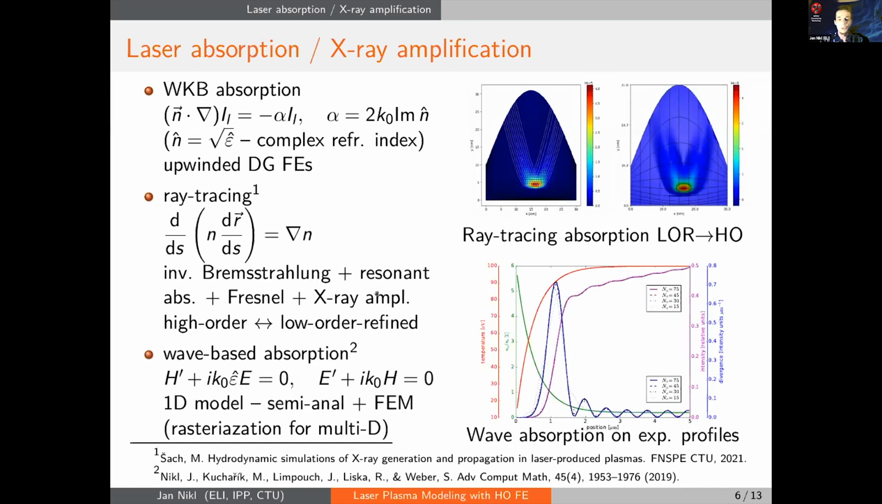But from the physical point of view, this is still not a complete answer, because the only self-consistent model in the vicinity of the critical plane is a wave-based one. So we rely here on the stationary Maxwell's equations, which give us a 1D self-consistent model, which we solve semi-analytically, so we don't have to resolve the wavelengths of the laser. But if we can, we may then apply the finite element method.